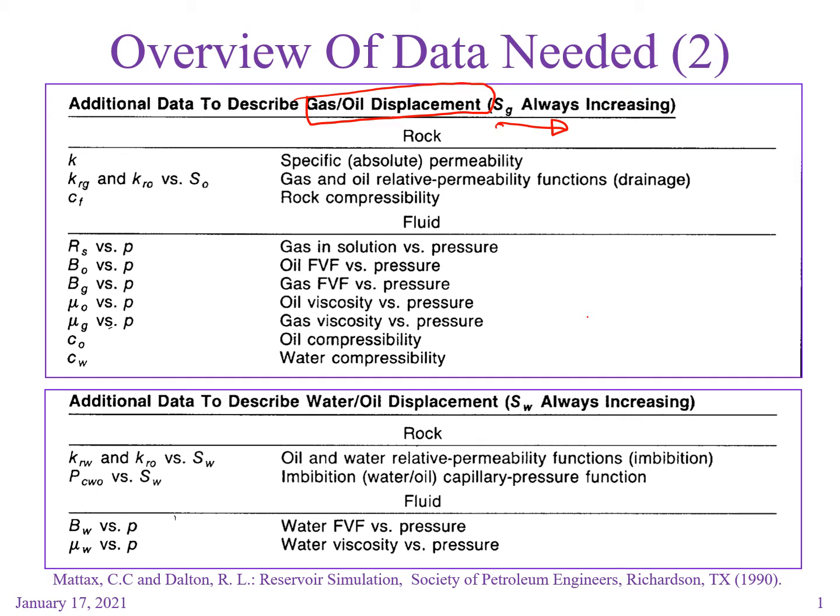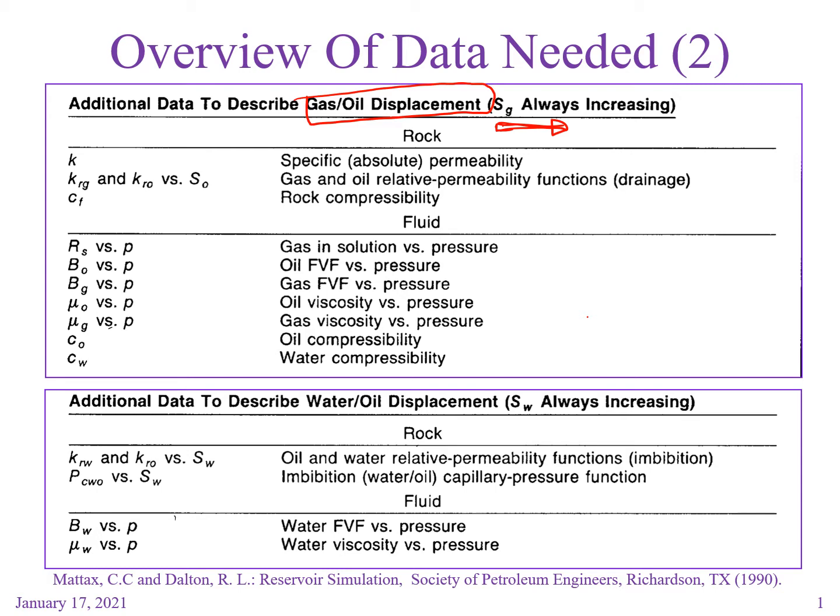If gas saturation is increasing, is that a drainage process or an imbibition process? What is an imbibition process? Imbibition is just an increase in the saturation of the wetting phase. So if water is the wetting phase and water saturation is increasing, then that is an imbibition process. If the water saturation instead is decreasing, then you're looking at a drainage process.